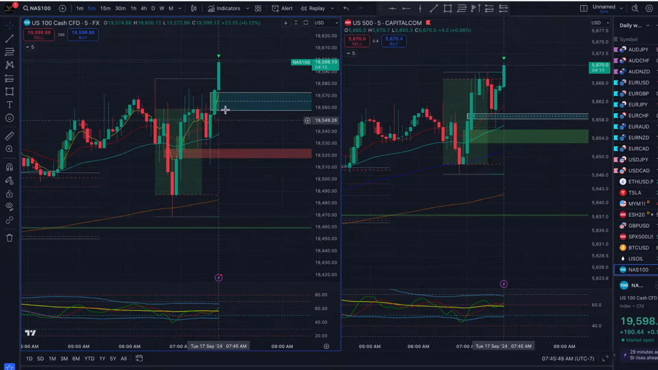I'd like to see that 20 EMA get up there if it can. If not, I want to see if this fair value gap sticks, and I want to see how price reacts here at the consequent encroachment, the midpoint of that fair value gap.